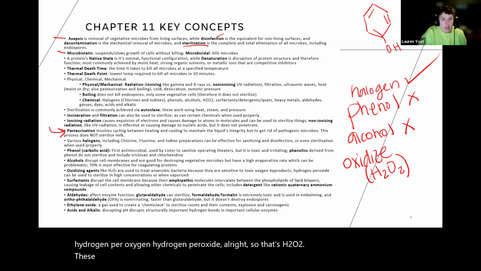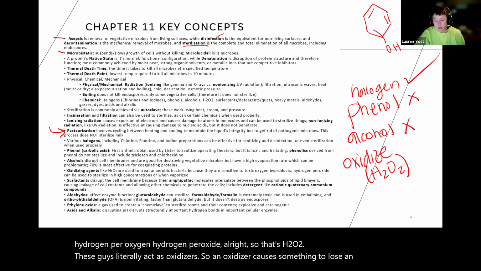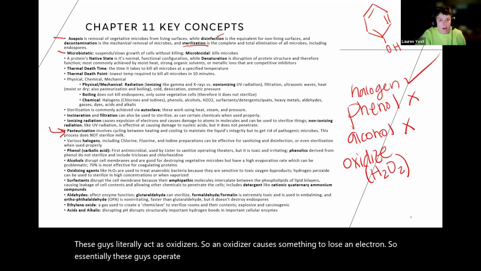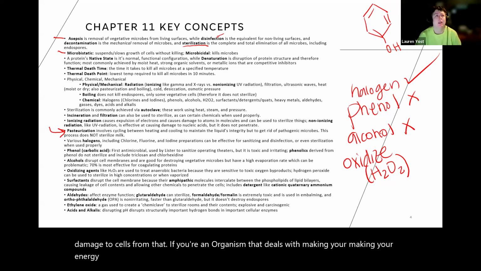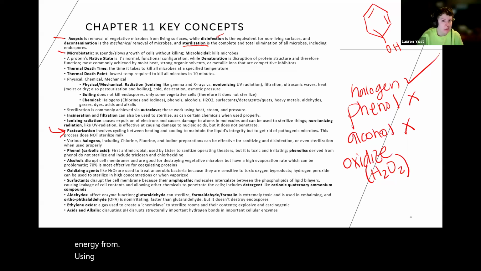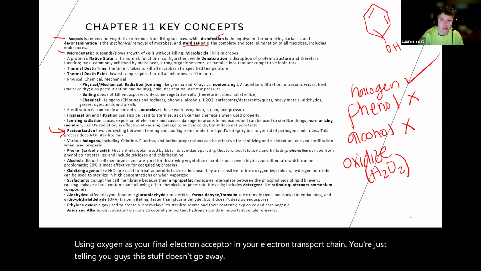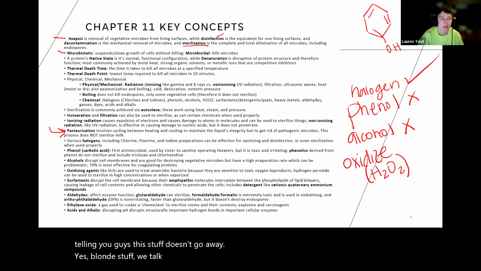These guys literally act as oxidizers. An oxidizer causes something to lose an electron. Essentially, these guys operate by causing free radicals based on oxygen, and then that causes damage to cells. If you're an organism that makes your energy by using oxygen as your final electron acceptor in your electron transport chain, I'm just telling you guys, this stuff doesn't go away. Unit 1 stuff, we talk about this stuff all the time. Unit 2 stuff, a lot of that is going to come up all the time as well.